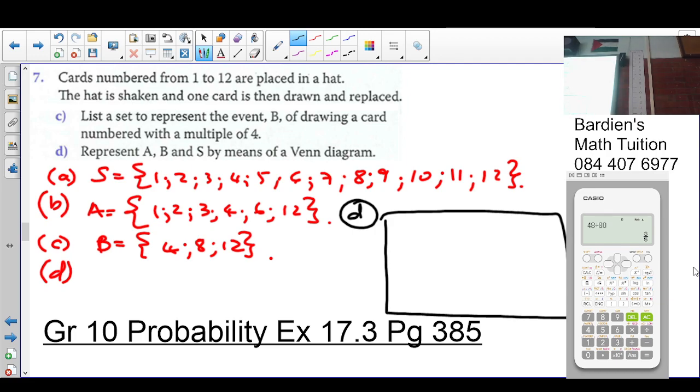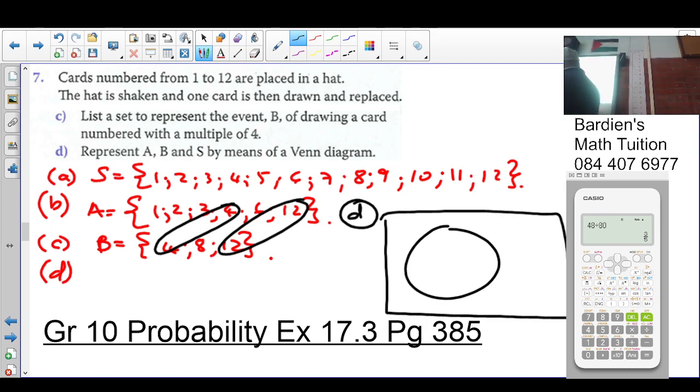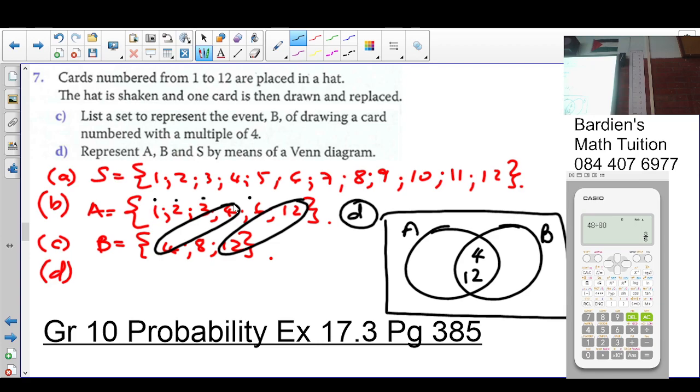Okay, so which elements belong to sets A and B? 4 and 12. So there are two elements that belong to both sets. So are they joint or disjoint? Joint. So you have A and B, and 4 and 12 are in both sets. What is remaining in set A only? 1, 2, 3, and 6. What belongs to set B only? 8. But remember the sample space is numbers 1 to 12.